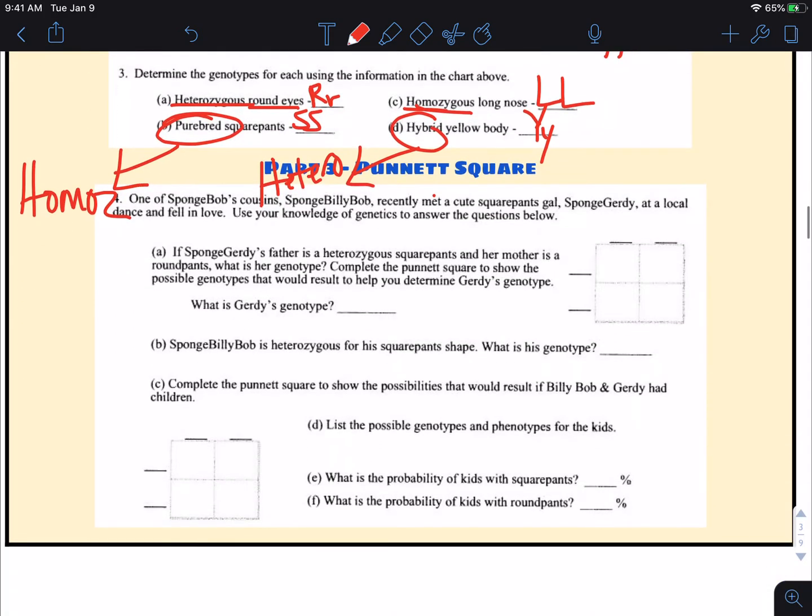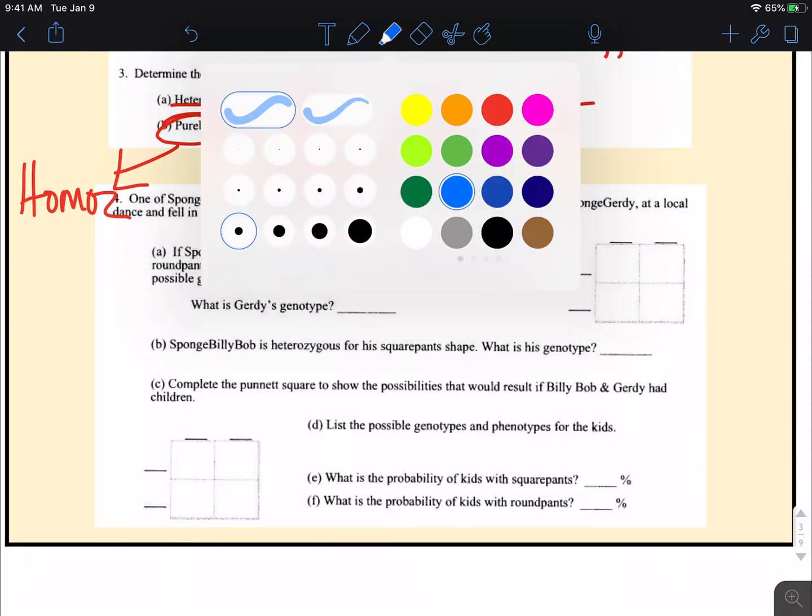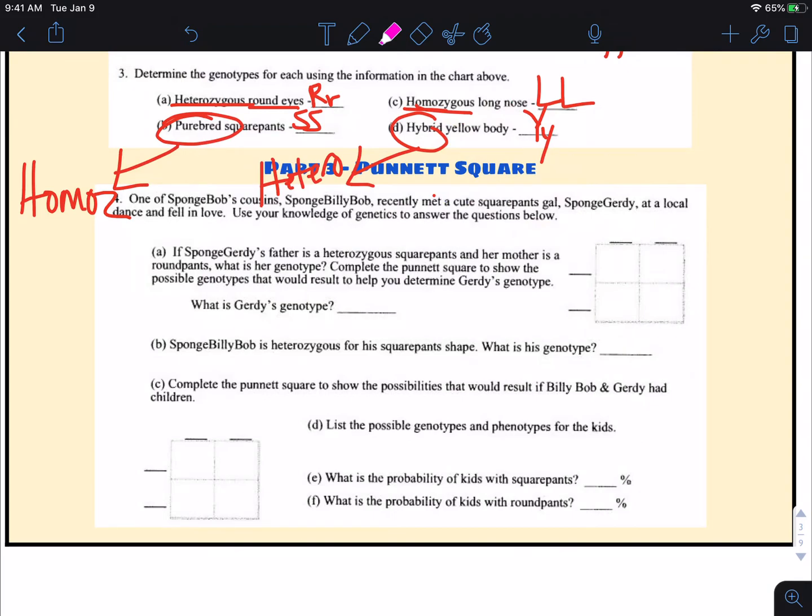Now down here, let's do some of these Punnett square practices. One of SpongeBob's cousins, Sponge Billy Bob, recently met a cute SquarePants gal, and what I want you to do with these word problems is highlight. If you look at this first one, I'm highlighting information that I think might come back and be important. So I'm going to understand that Sponge Billy Bob met a cute SquarePants gal at a local dance and they fell in love. Use your knowledge about genetics to answer the questions below.